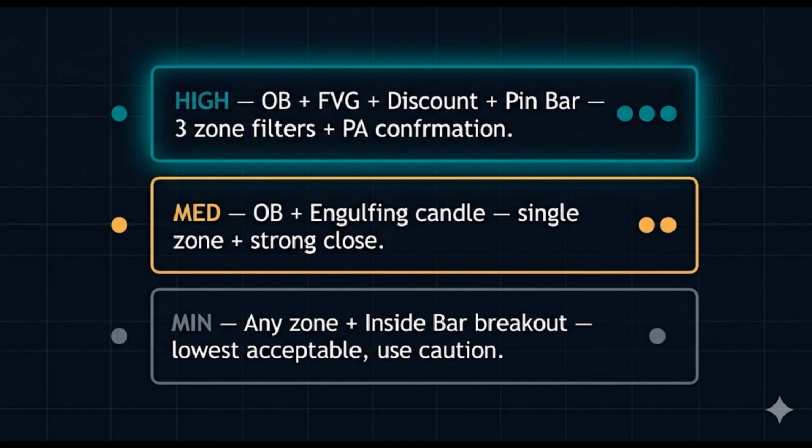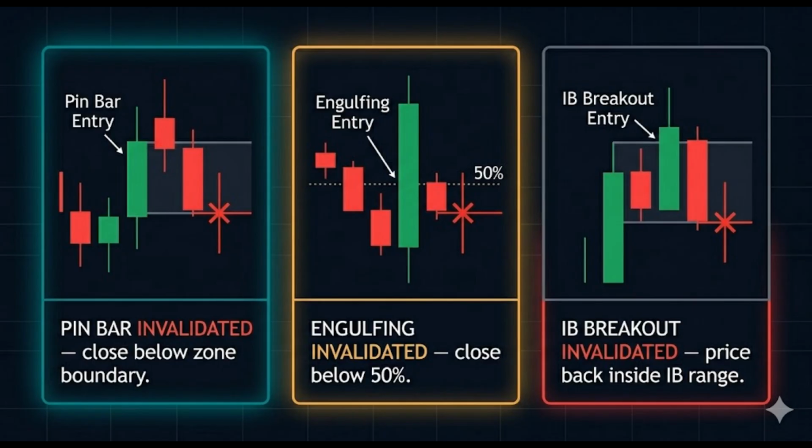Trade the high and medium tiers. The minimum tier is only for traders who are already profitable and comfortable with the pattern. Invalidation levels, and these must be set before you enter, not after.